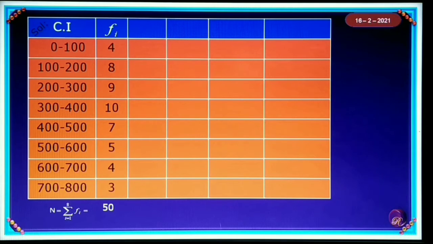Next column is for the mid values of each class interval, denoted by xi: 50, 150, 250, 350, 450, 550, 650, 750.